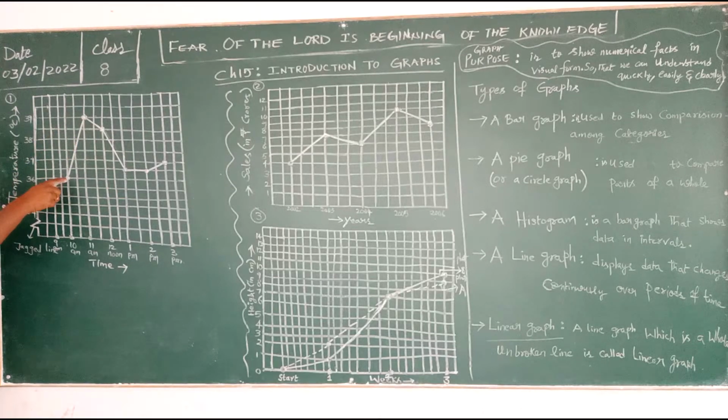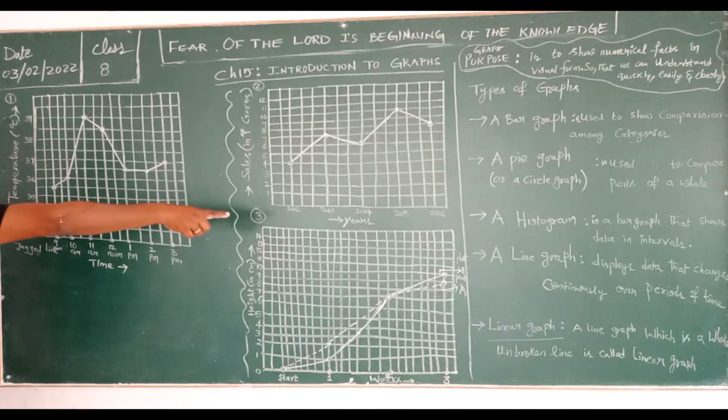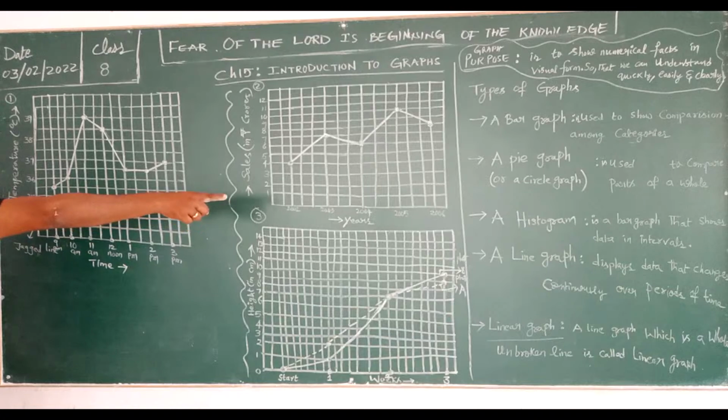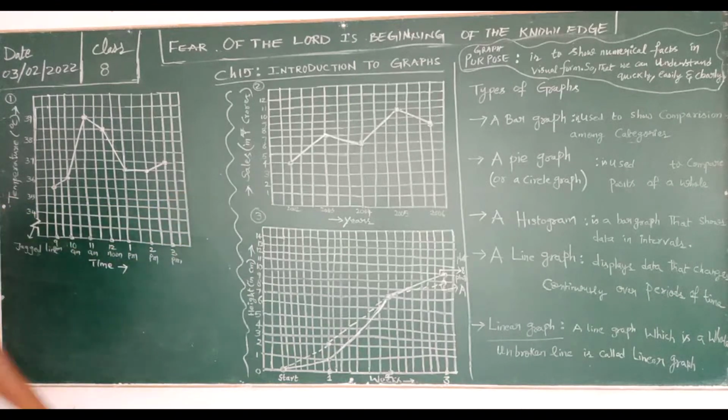See here, this point and this point are joined with a line, a line segment from here to here, and one more line segment like this. A line graph displays data that changes continuously over a period of time. See here, from 9 to 10 the data changes from 35.5 to 36, then from 10 to 11 it again increases, then decreases, then decreases, then stays constant, then again. Such data representation with a line is called a line graph.